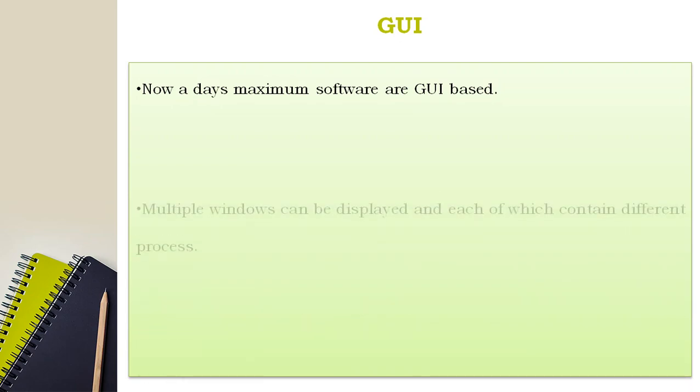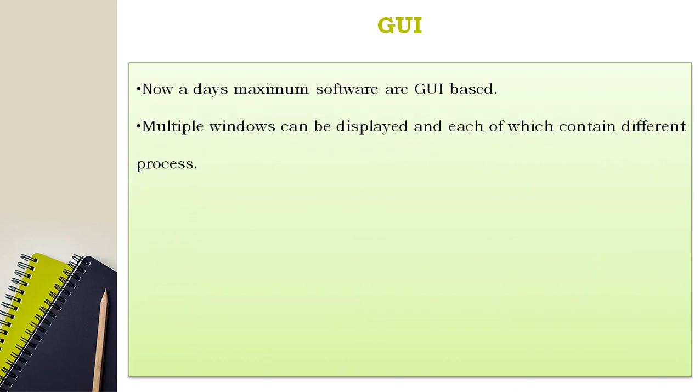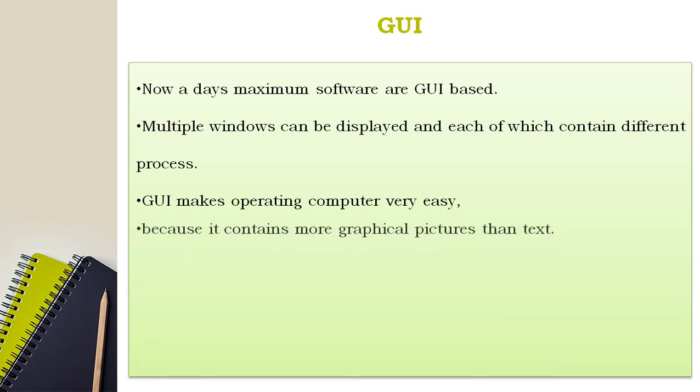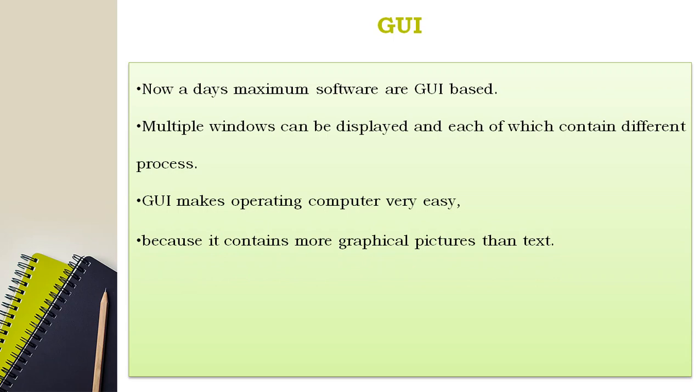GUI, that's graphical user interface. Nowadays, maximum softwares are graphical user interface based. Multiple windows can be displayed and each of which contain different processes. Graphical user interface makes operating a computer very easy because it contains more graphical pictures than text.